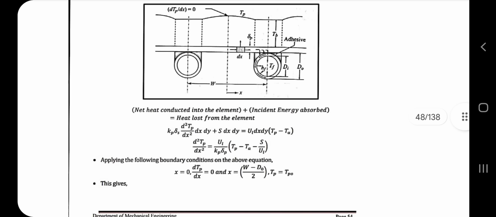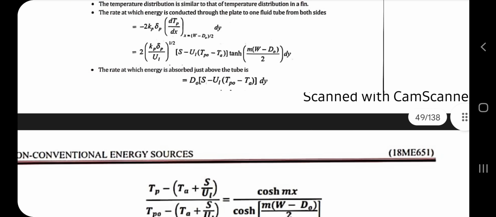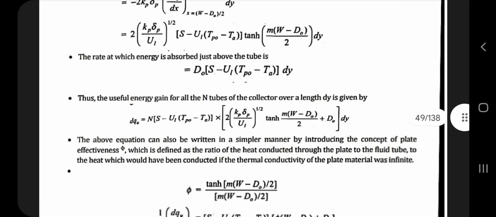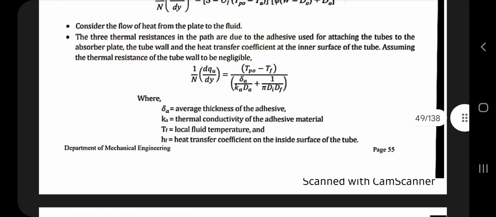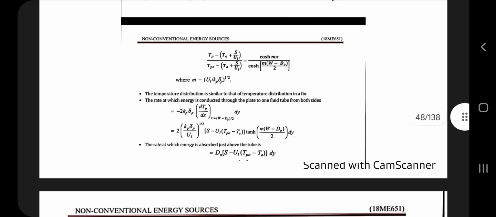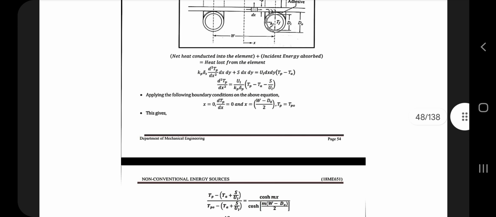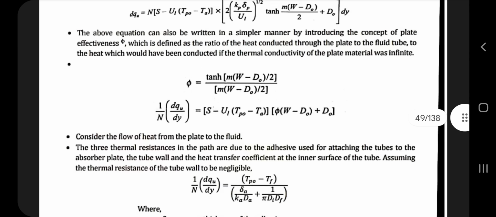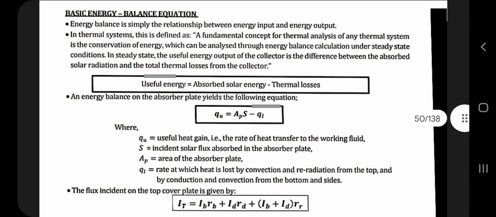How is the balance equation? How much heat is given, that much heat will be the output. That is the balance equation. Here some derivation part is there. If you can practice this and go, if this question comes, it will be helpful for you. Okay, the balance equation you have to write this one.